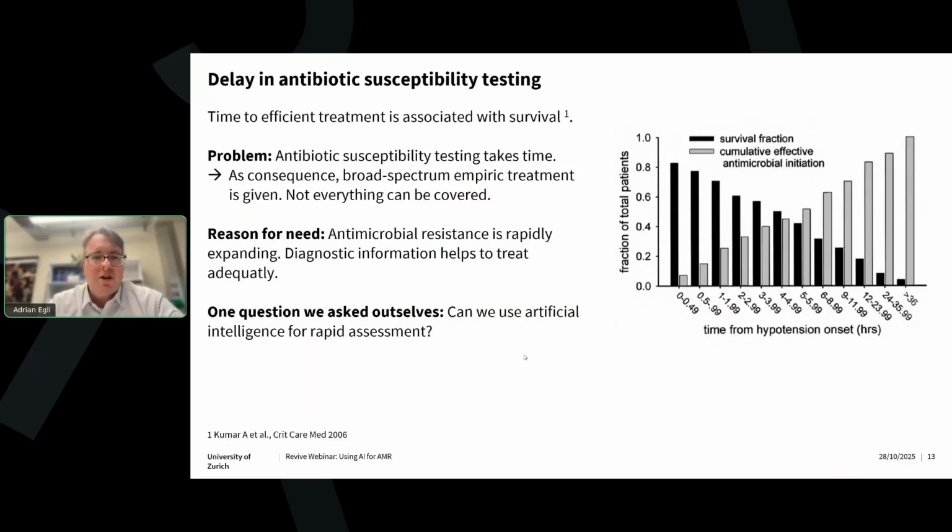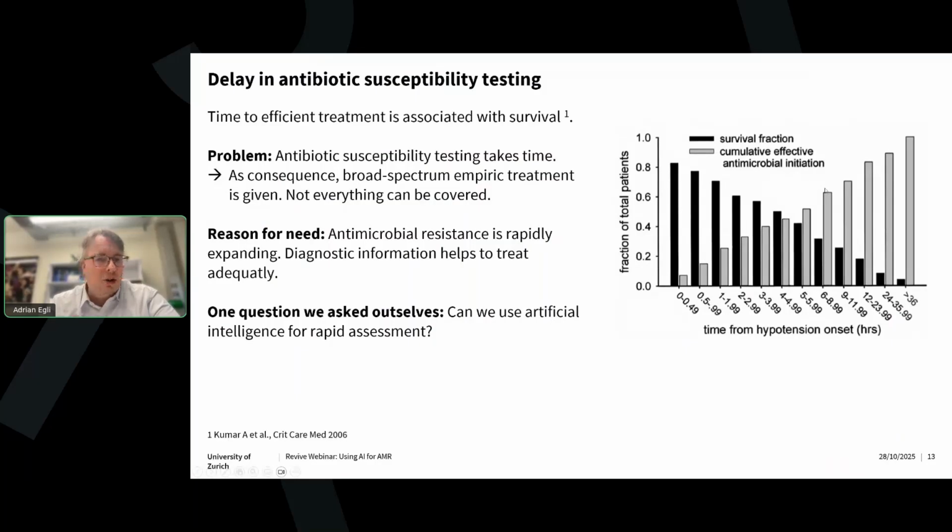Especially if we have culture-based diagnostics, which is anyways slow, then as a consequence, empiric therapy is obviously very often quite broad, because you want to not have this situation which is shown here on the right side, where you have a septic shock situation, and you see here on the x-axis time since onset of hypotension. So this is basically septic shock, and you see how rapidly the survival fraction of the patients goes down due to a lack of an effective antimicrobial therapy.